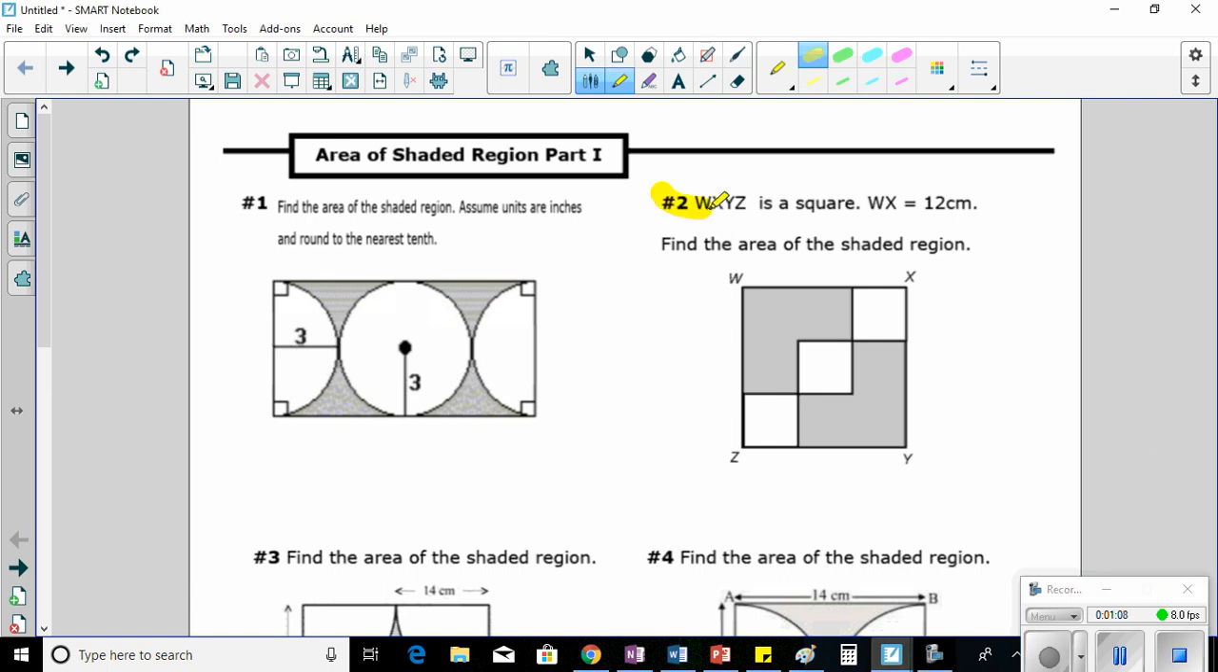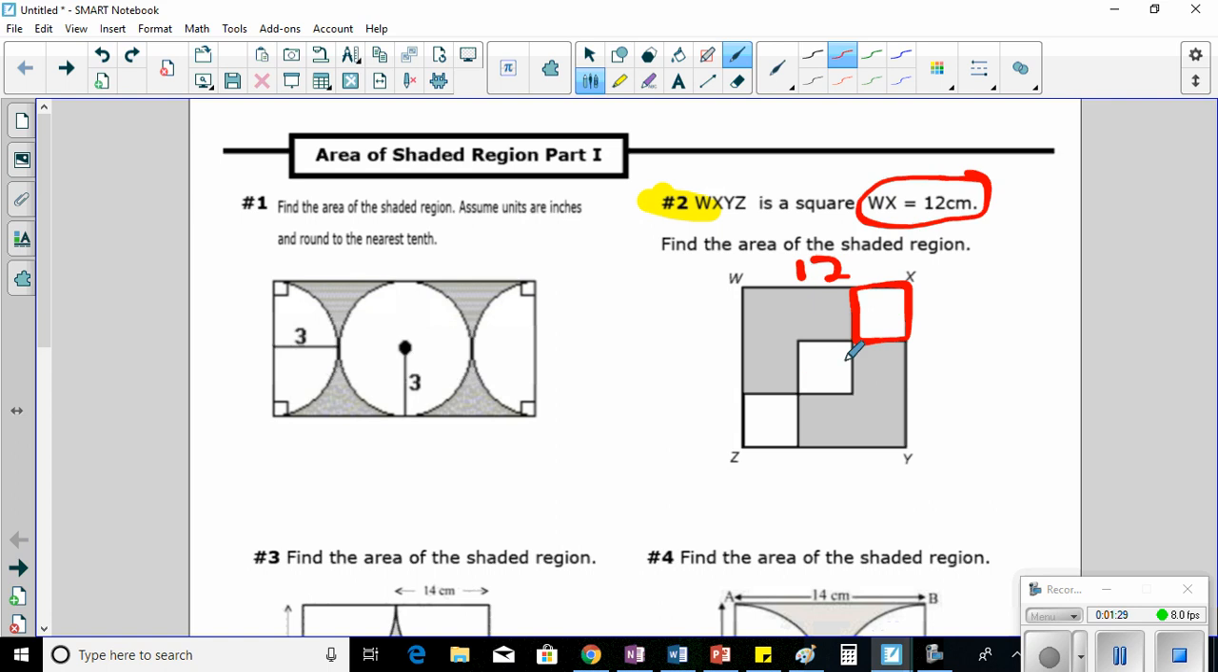For the second problem here, number 2, what we're looking at is finding the area of this big square and subtracting the areas of these little squares. It tells you right here that the length of this side is 12. It's a square so the base and the height are the same, so you can find the area of the whole thing. Then you need to find the area of one of these little squares and subtract it 3 times from the total area.